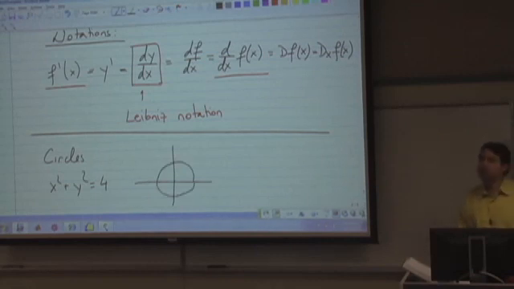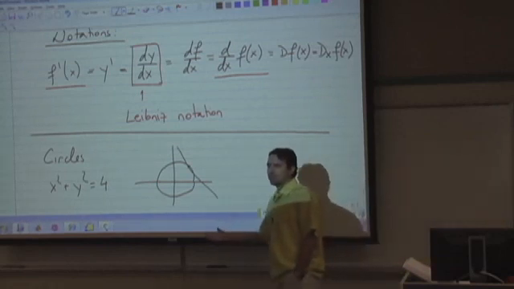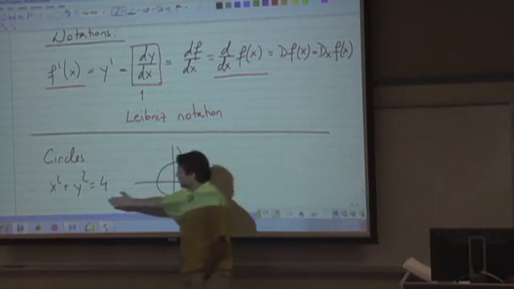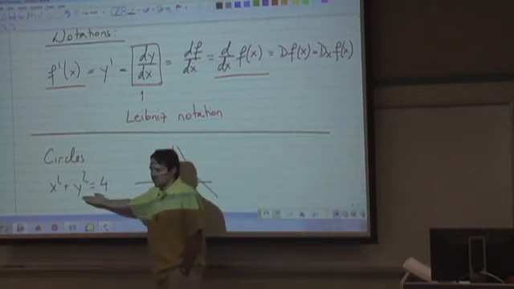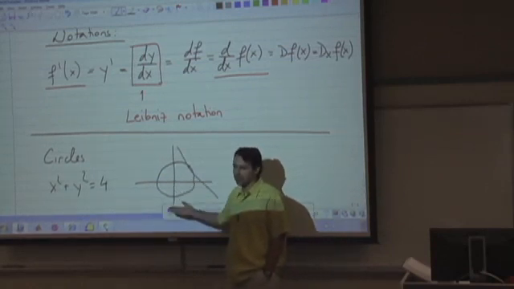Think about x squared plus y squared is equal to 4. How about if I look at this point right here, and I'm asking you to find the equation of the tangent line? Well, I need a derivative, right? But I don't actually have a function. I have an equation, right? Everybody understands this is not a function, right? It doesn't pass the vertical line test.